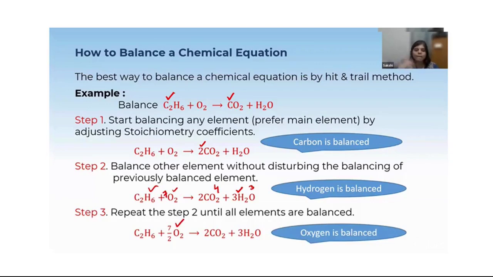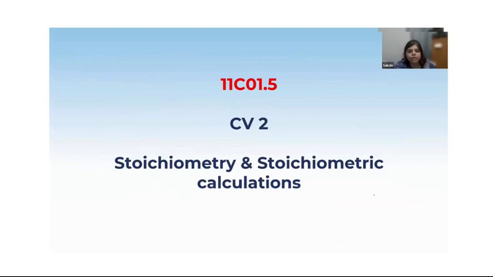Now, we don't want our equation to be in the form of a fraction. So what do we do? We multiply the entire equation by 2. If we multiply it, this 2 and 2 will get cancelled. What we will get is 2C2H6 plus 7O2 gives 4CO2 plus 6H2O, right? Now you can check our equation is balanced. Okay, let us move forward.